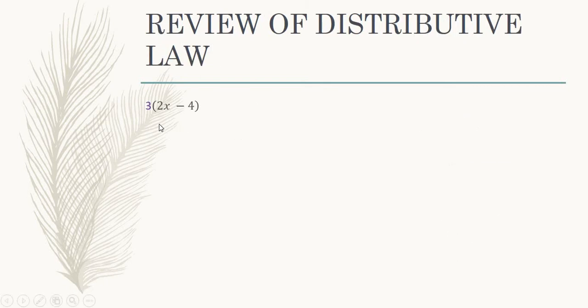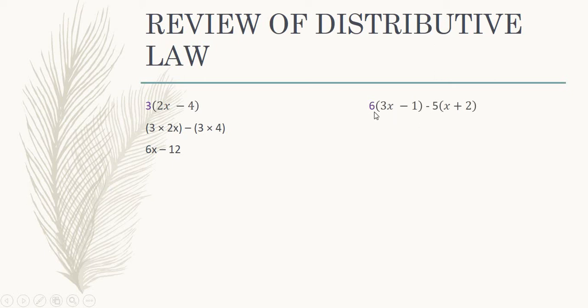Alright, distributive law. So here I have an example. We have 3 times (2x minus 4). What this means, we are taking 3 to multiply each term inside of the bracket. So we're taking 3 to multiply the 2x, and we are also taking 3 to multiply 4. Alright? So 3 times 2x, that's going to give us 6x. And 3 times 4, that's going to give us 12. And that is it. So it's going to be 6x minus 12.